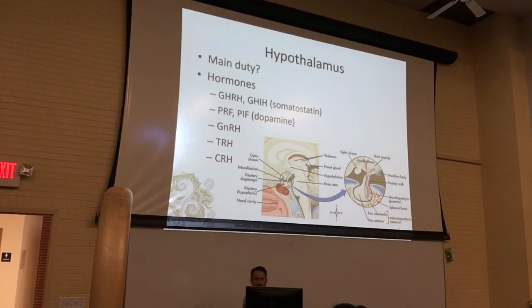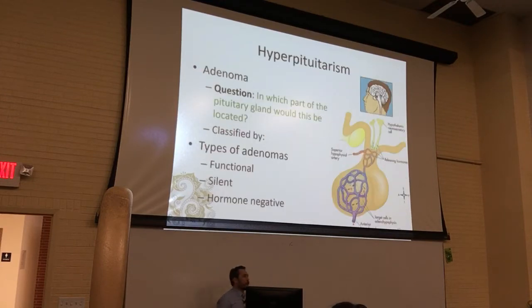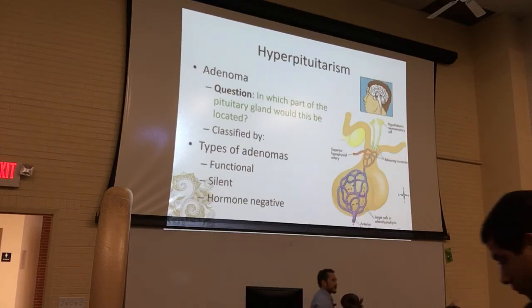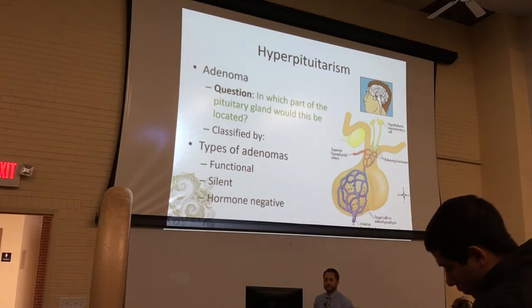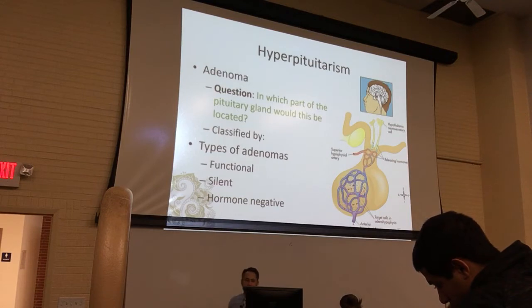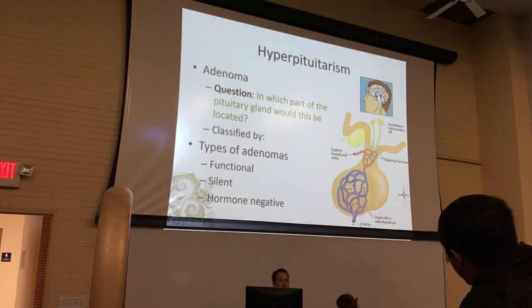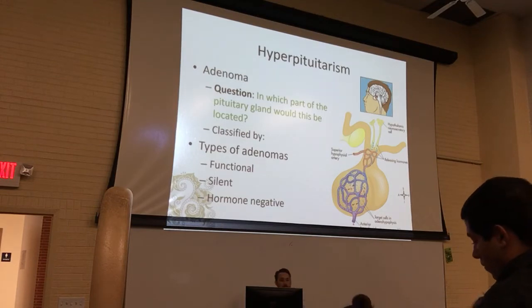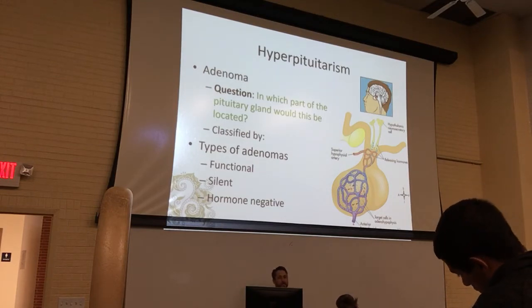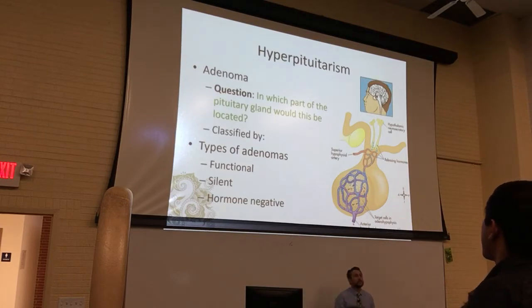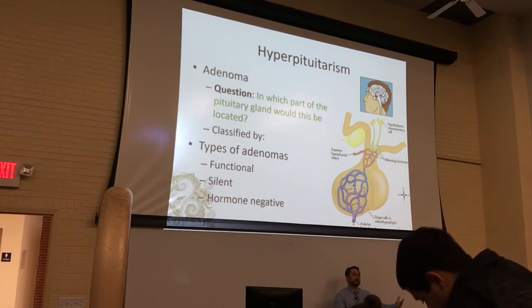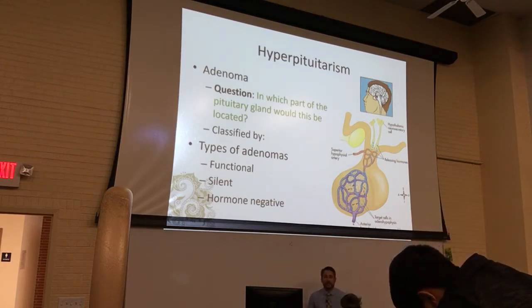So we could actually have overproduction of the pituitary gland. It's pretty common. It's what we worried about with my daughter. And if there was an adenoma, the question is which part of the pituitary gland would this be located in if you were talking about hyperpituitarism? Anterior, because it's the one that's mainly responsible for the endocrine functionality.